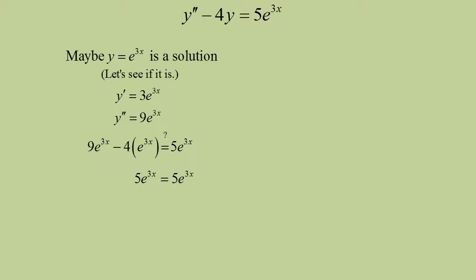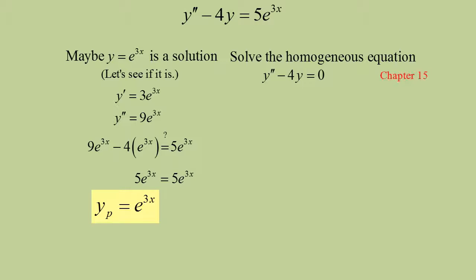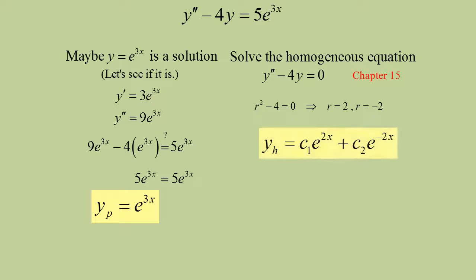However, we will find the homogeneous solution like in an earlier chapter. We're going to find the characteristic equation, r squared minus 4 equals 0, solve that, get the two distinct real roots, 2 and negative 2, which suggests to us this solution. So now our general solution is nothing more than these two combined together.